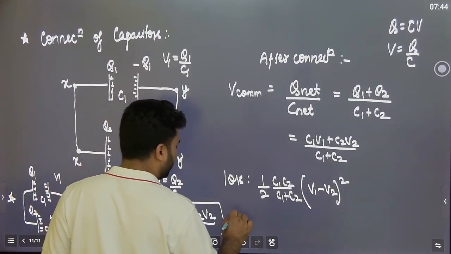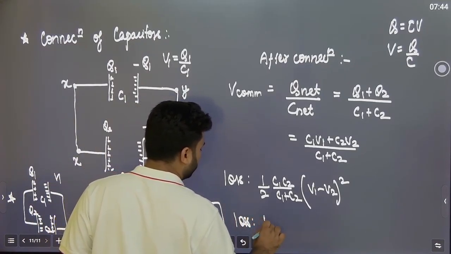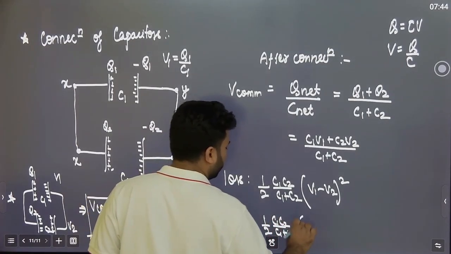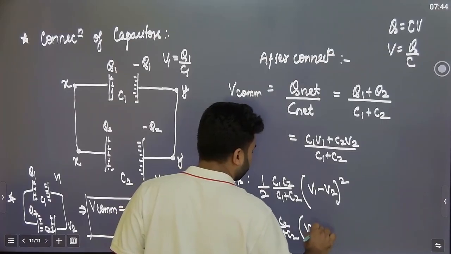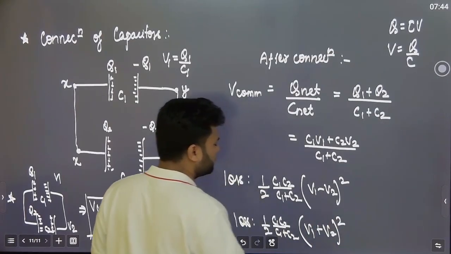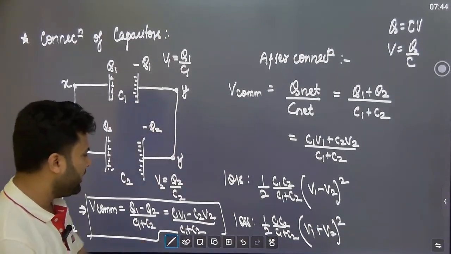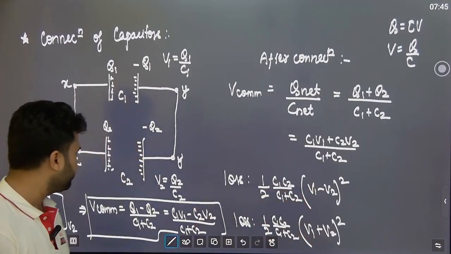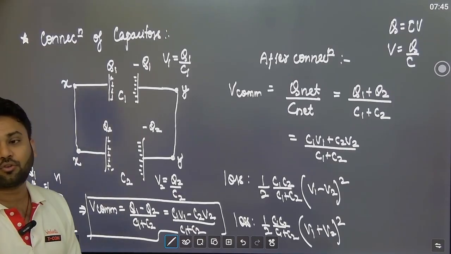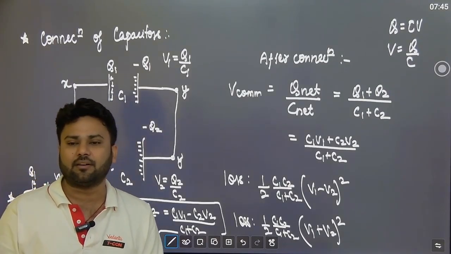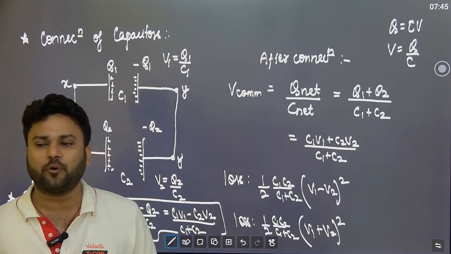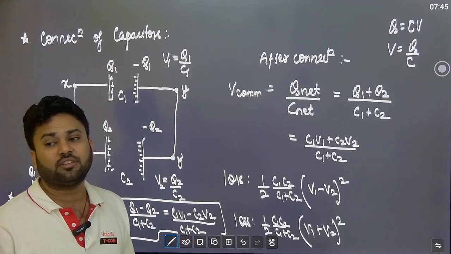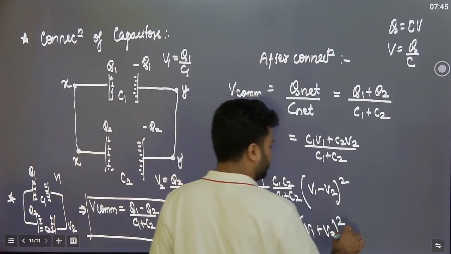And second, they ask loss. In loss, only one change you do: half, C1 C2 by C1 plus C2, (V1 plus V2) whole square. What you can see? Here you are getting more loss. See, here it is plus, there it is minus. You get more loss when you connect positive and negative. This is called unlike polarities connected, positive connected with negative. And this is called like polarities connected. So we get more loss in unlike polarity.